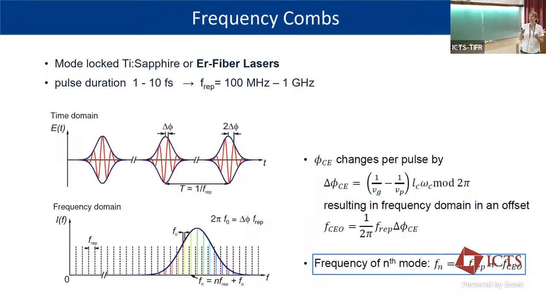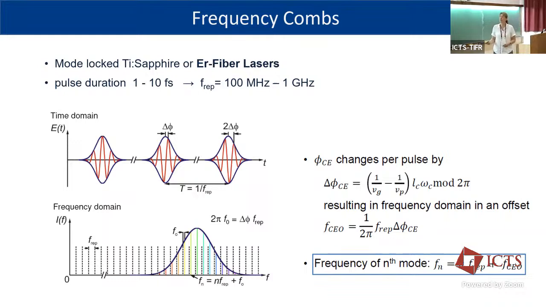And you look at the pulsed laser in the time domain, and now you go to the Fourier domain, the frequency domain, and you see that every time you have periodic pulses, that means you have a periodic spectrum in the Fourier frequency domain. This is why we call it a frequency comb, yeah? Because you have all these beautiful combs in the frequency domain.